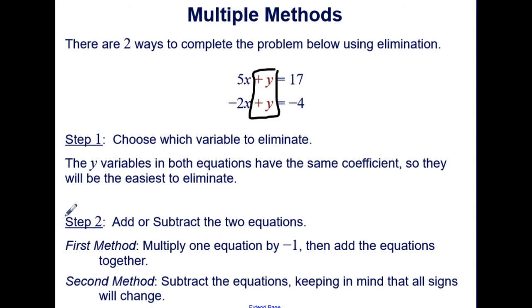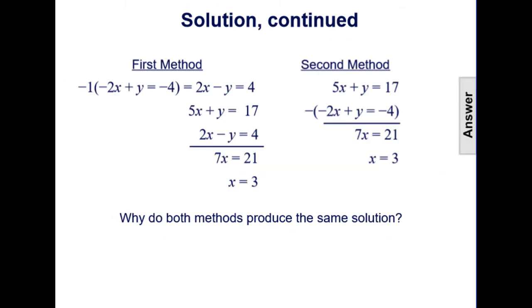The second step is to decide whether you're adding or subtracting the 2 equations. This is where you have different methods you can use. The first method is to multiply one equation by -1 and add the equations together. And the second method is to subtract the equations, keeping in mind that all of your signs will change. Both of the methods will work, it's just whichever one is going to be easiest for you to use to solve. So let's look at both.